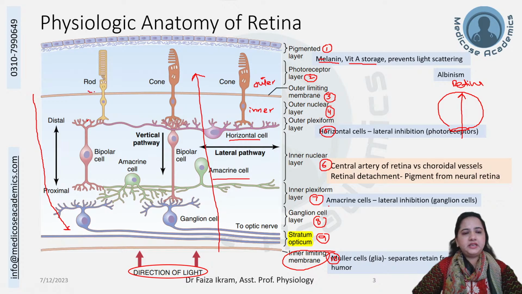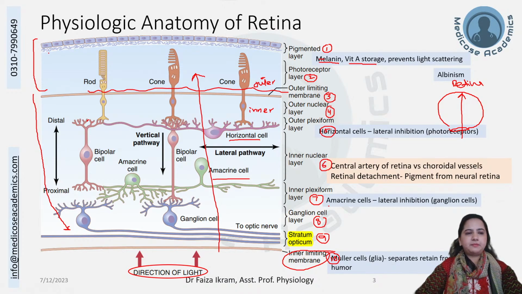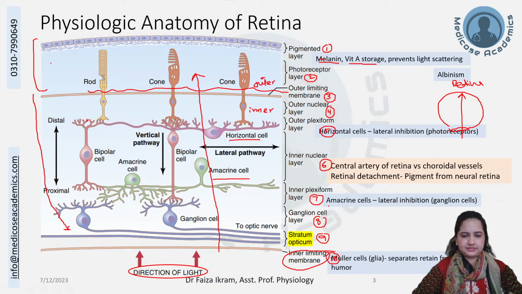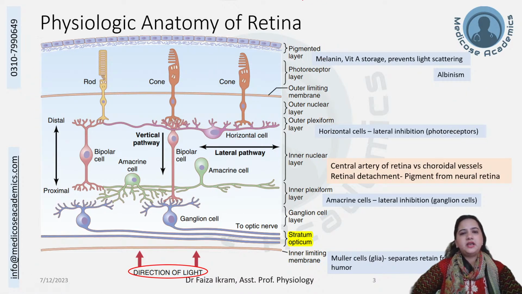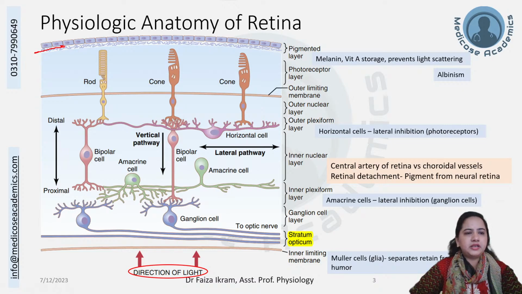Photoreceptors, specifically their outer compartments, and the pigmented layer are mostly supplied by the choroidal blood vessels rather than by the central retinal artery. In case of retinal detachment, what is retinal detachment? Retinal detachment is the separation of the pigmented layer of retina from the neural layer of retina.